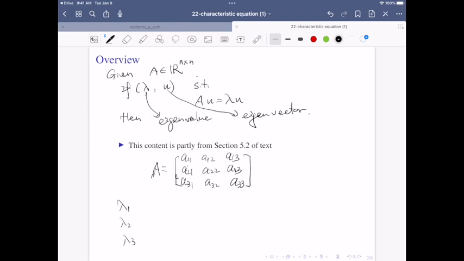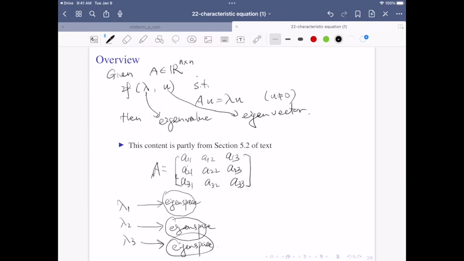For each eigenvalue, there are a bunch of eigenvectors. This is called the eigenspace corresponding to lambda 1. Of course, for lambda 2 you also have a bunch of eigenvectors, where u is not equal to 0. So for each eigenvalue we can find an eigenspace.